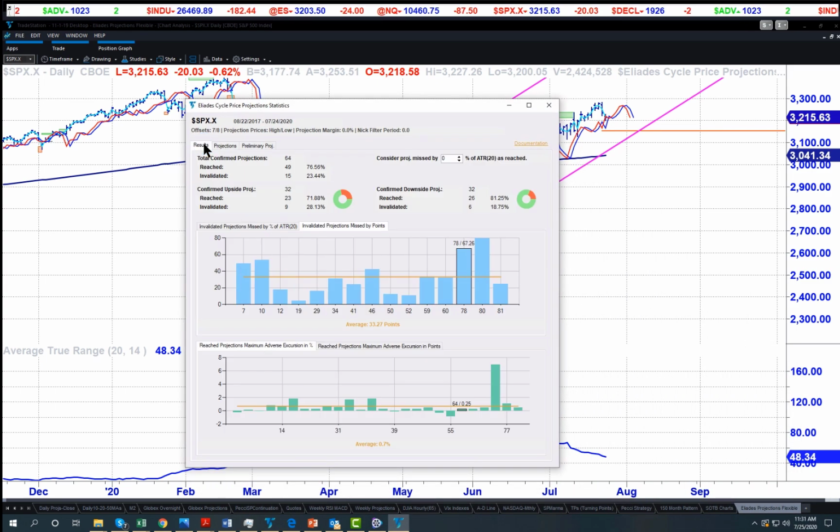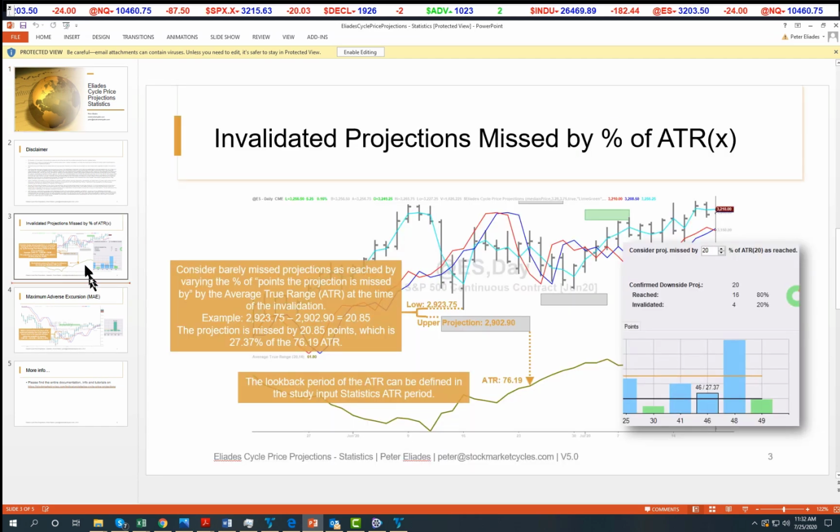Okay, here is a very important function. It's "consider the projection missed by a percent of ATR as reached." And what that means is, let's actually bring up the definitions of these so you can see them on our chart. So, invalidated projections missed by percent of ATR. This shows you in picture form exactly what that's talking about. You consider a barely missed projection as being reached by varying the percentage of points the projection is missed by the average true range at the time of the invalidation.